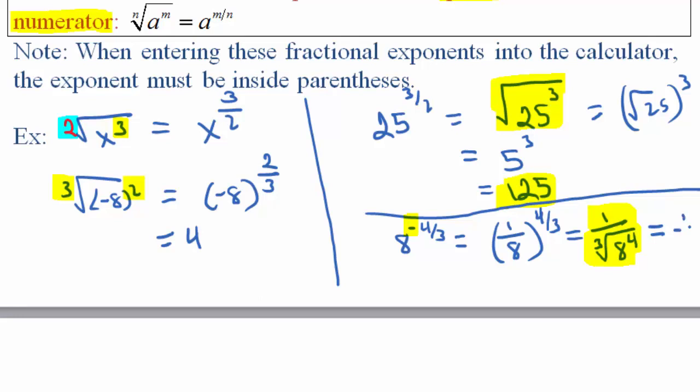So I'd have 1 over 2 to the 4th, and of course 2 to the 4th is just 16. So this is just 1/16, right? And that would be it evaluated. Okay? So now you've evaluated it.